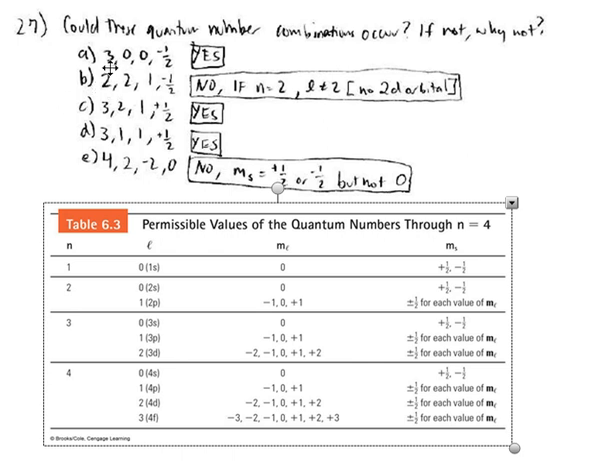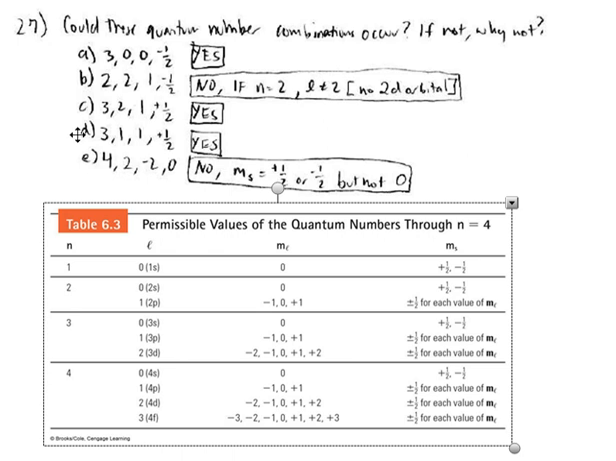So if n is equal to 3, it is possible for L to equal 0. It is also possible for m sub L to equal 0, and it's possible for m sub S to equal negative 1/2. If n is equal to 2, it's not actually possible for L to equal 2. There's no D sublevel on the second energy level, n equals 2.